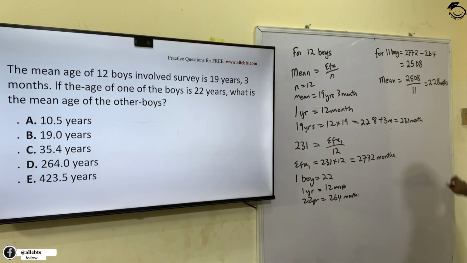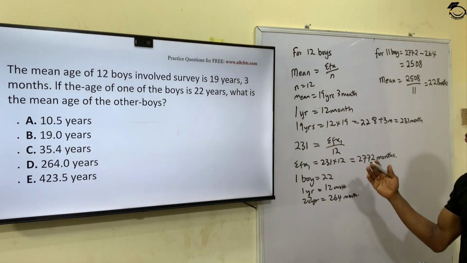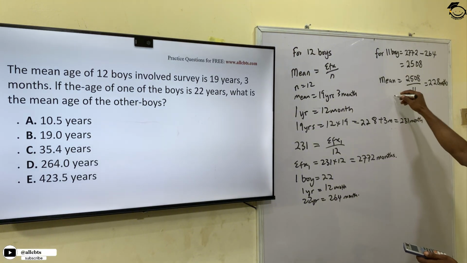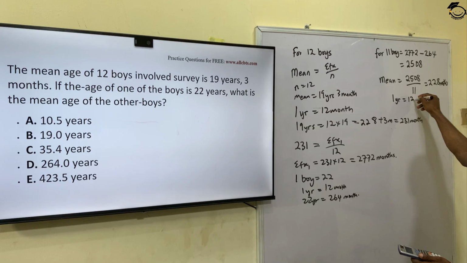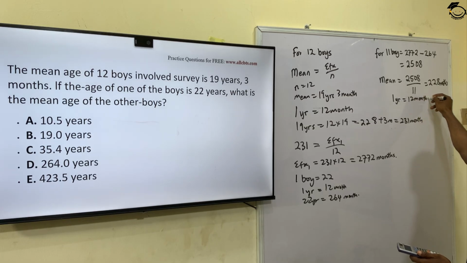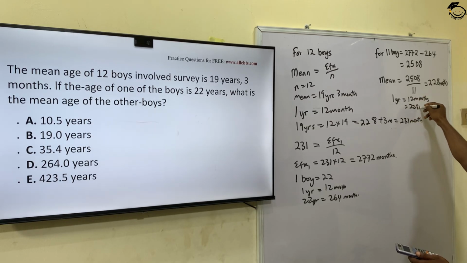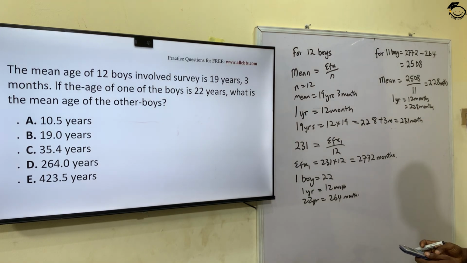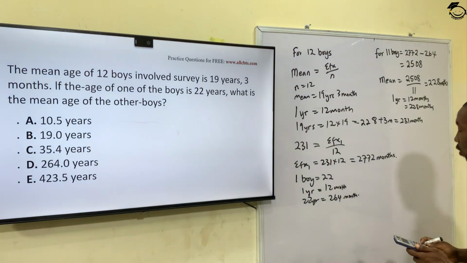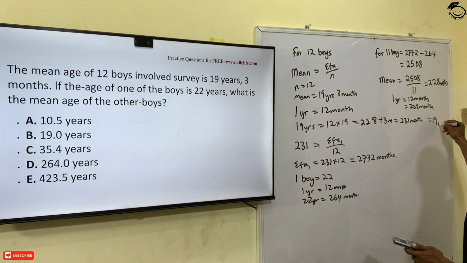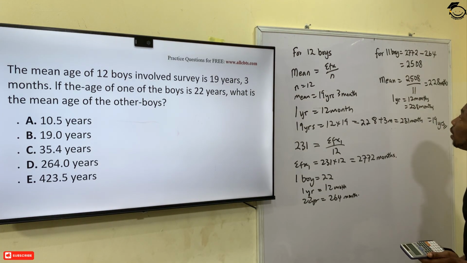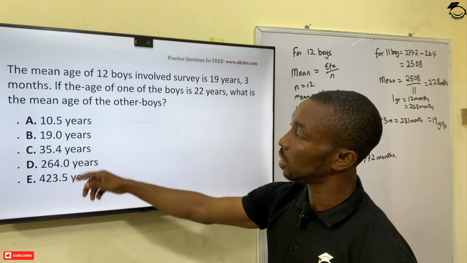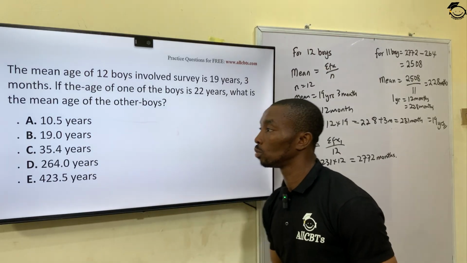Now we are going to convert these months back to years. Still following our formula where 1 year equals 12 months, 228 months equals how many years? That will be 228 divided by 12, which gives us 19 years. So the mean age for the 11 boys would be 19 years, which is option B.